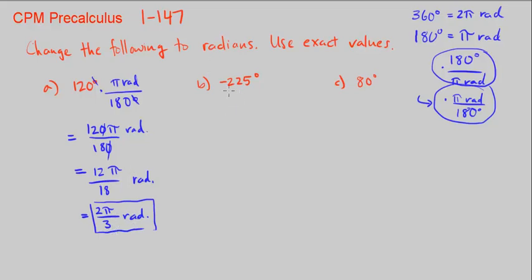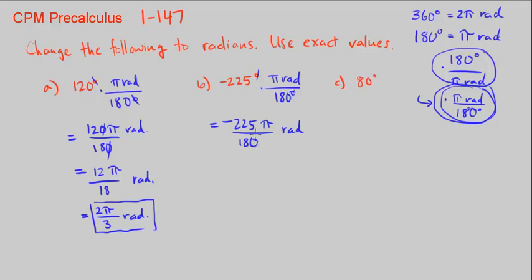All right. So part B, again we have degrees in the numerator, so we want to multiply by degrees in the denominator to cancel them. So we use this conversion. We're going to use it for each one of these. So we have pi radians over 180 degrees. The degrees cancel, and we're left with negative 225 pi over 180 radians. So now let's just simplify the numerator and the denominator.